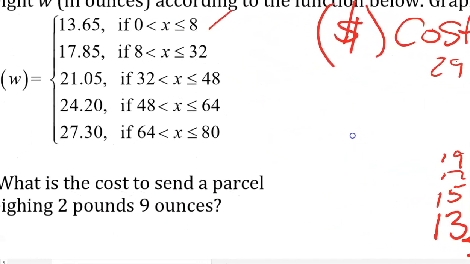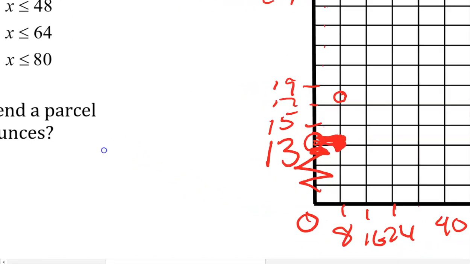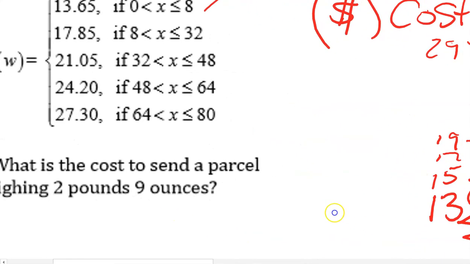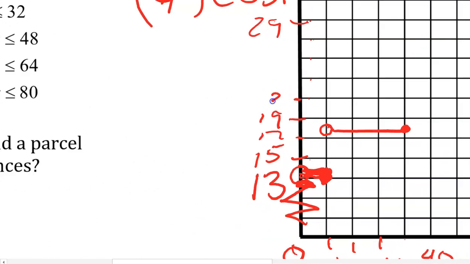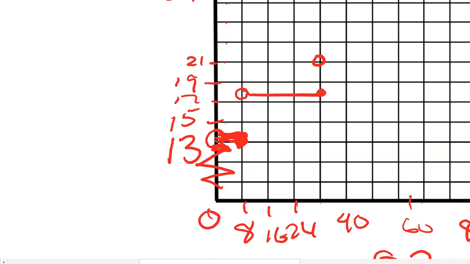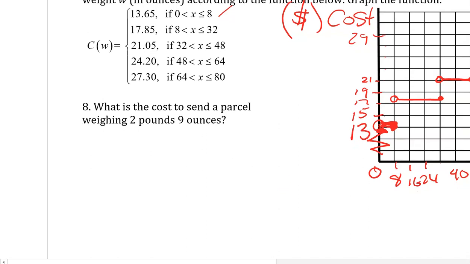For the next portion, $17.85. Between 8 and 32. Then the next portion, up to 48, it's $21.05. Here's 21. $21.05 is just slightly more than that. Out to 48. Etc. So, what is the cost to send a parcel weighing 2 pounds and 9 ounces?